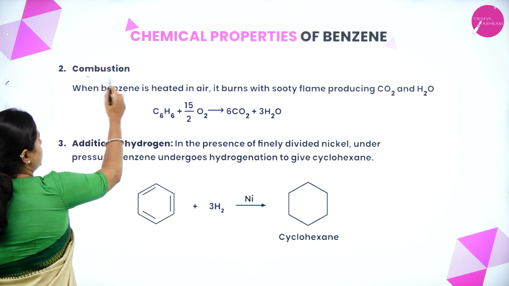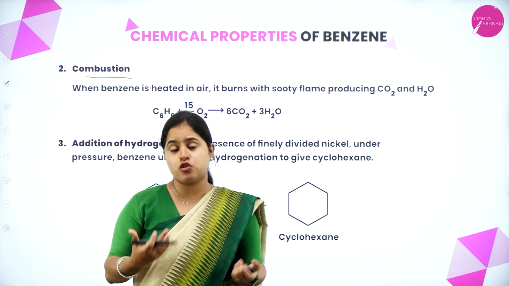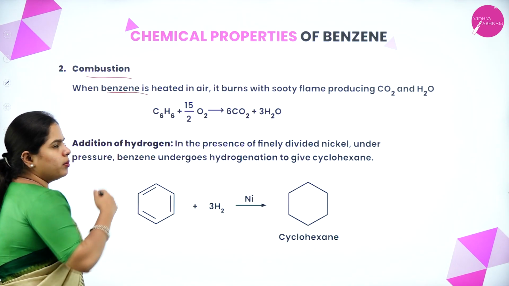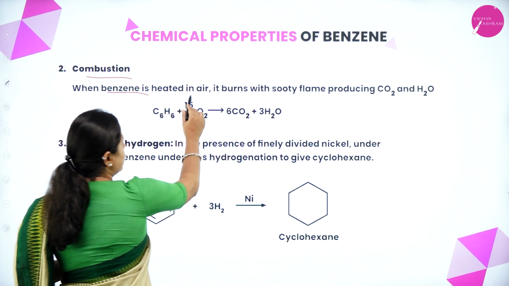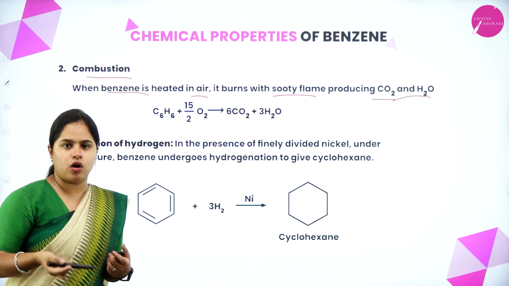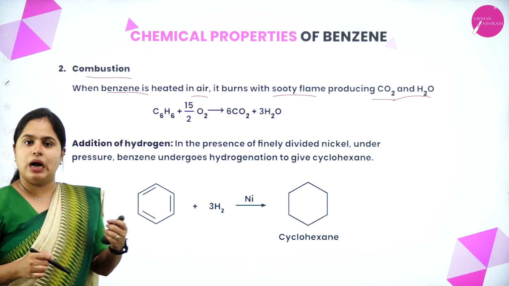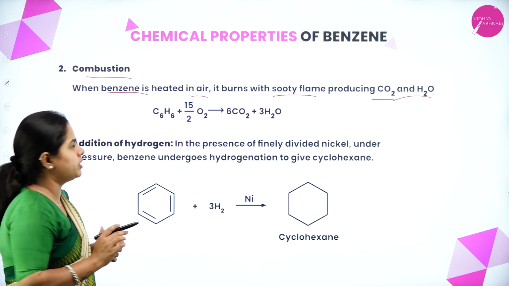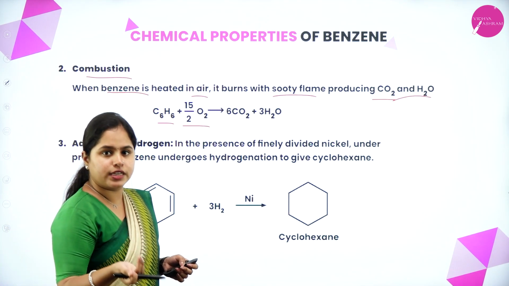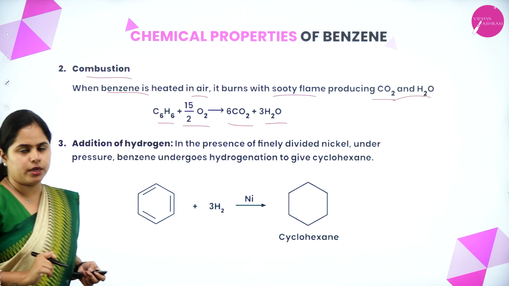Now the next reaction is combustion. You already know what combustion is. Yes, combustion is the burning of substances in excess of oxygen, and the products will be carbon dioxide and water, right? We are talking about aromatic hydrocarbons. When benzene is heated in air, it burns with a sooty flame producing carbon dioxide and water. So in excess of oxygen, when we burn benzene, we get carbon dioxide and water. This is the balanced chemical equation: C6H6, which is benzene, plus 15 by 2 O2 burns in the presence of excess oxygen to form 6 carbon dioxide and 3 moles of water. So I hope that is clear.